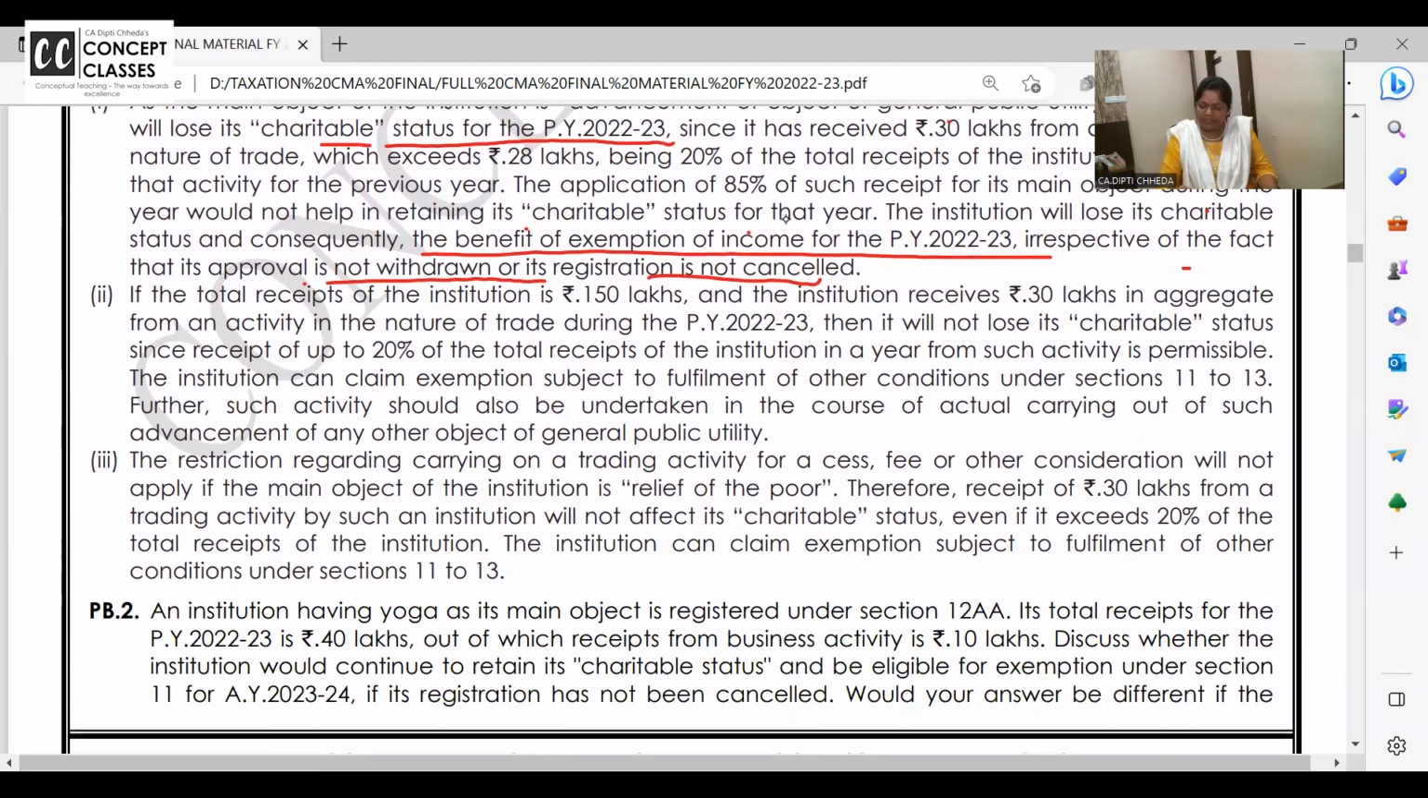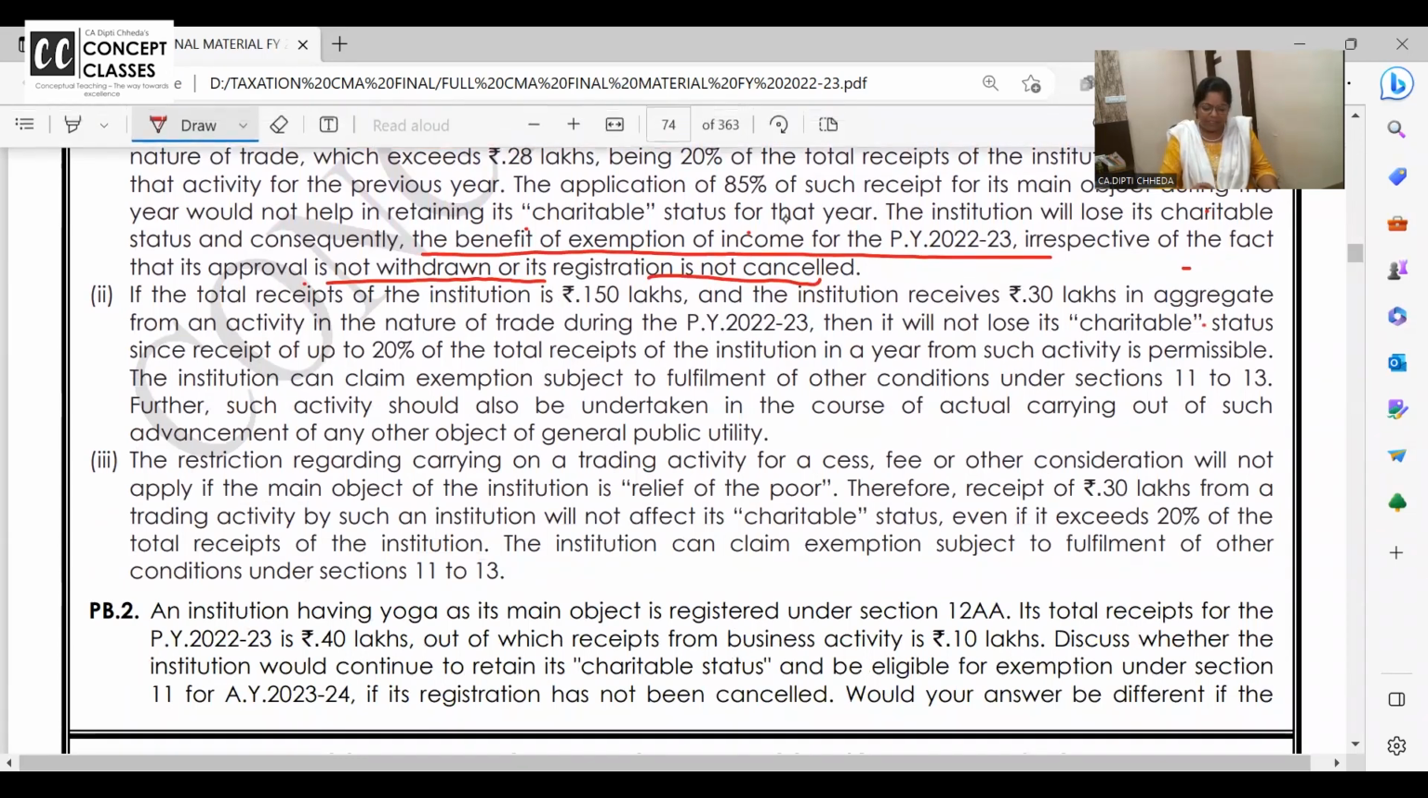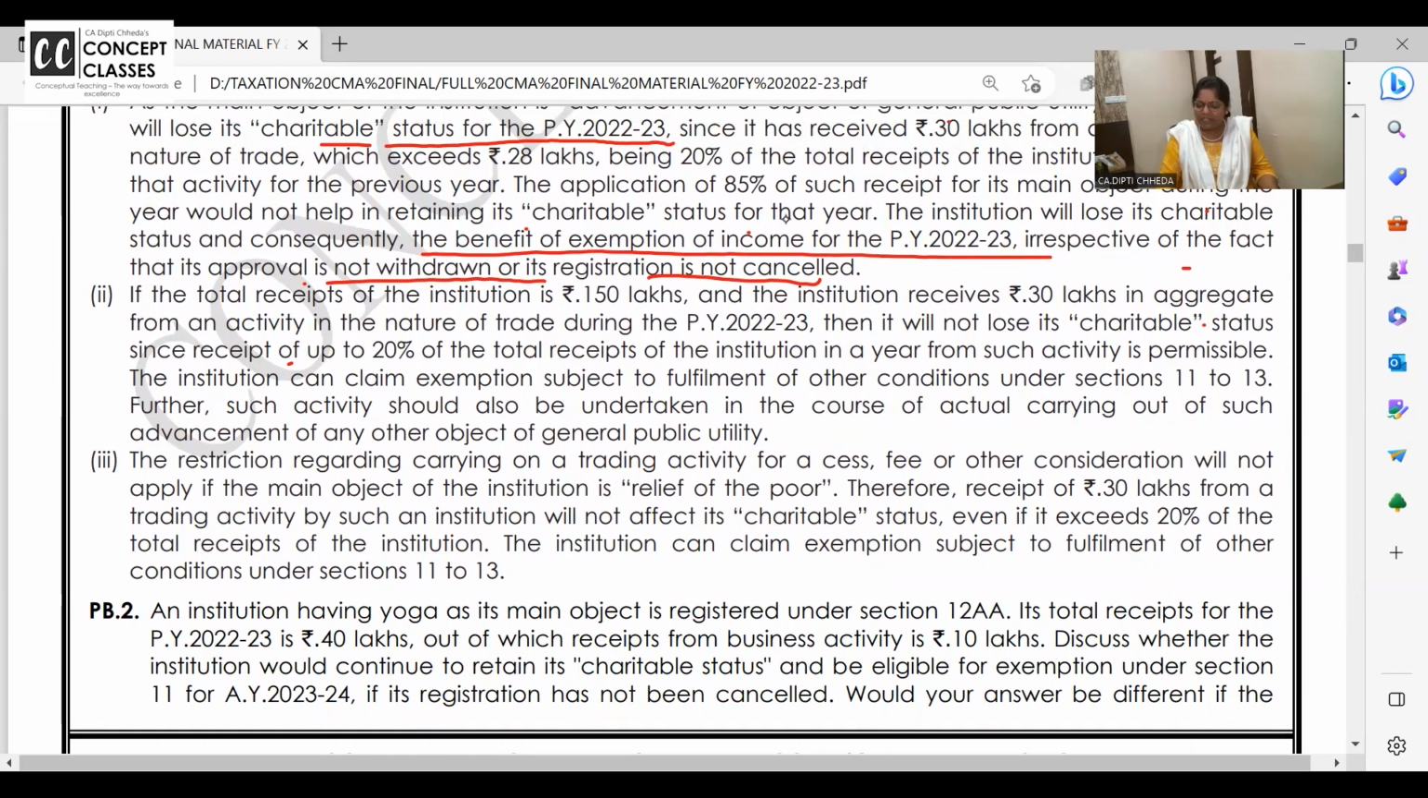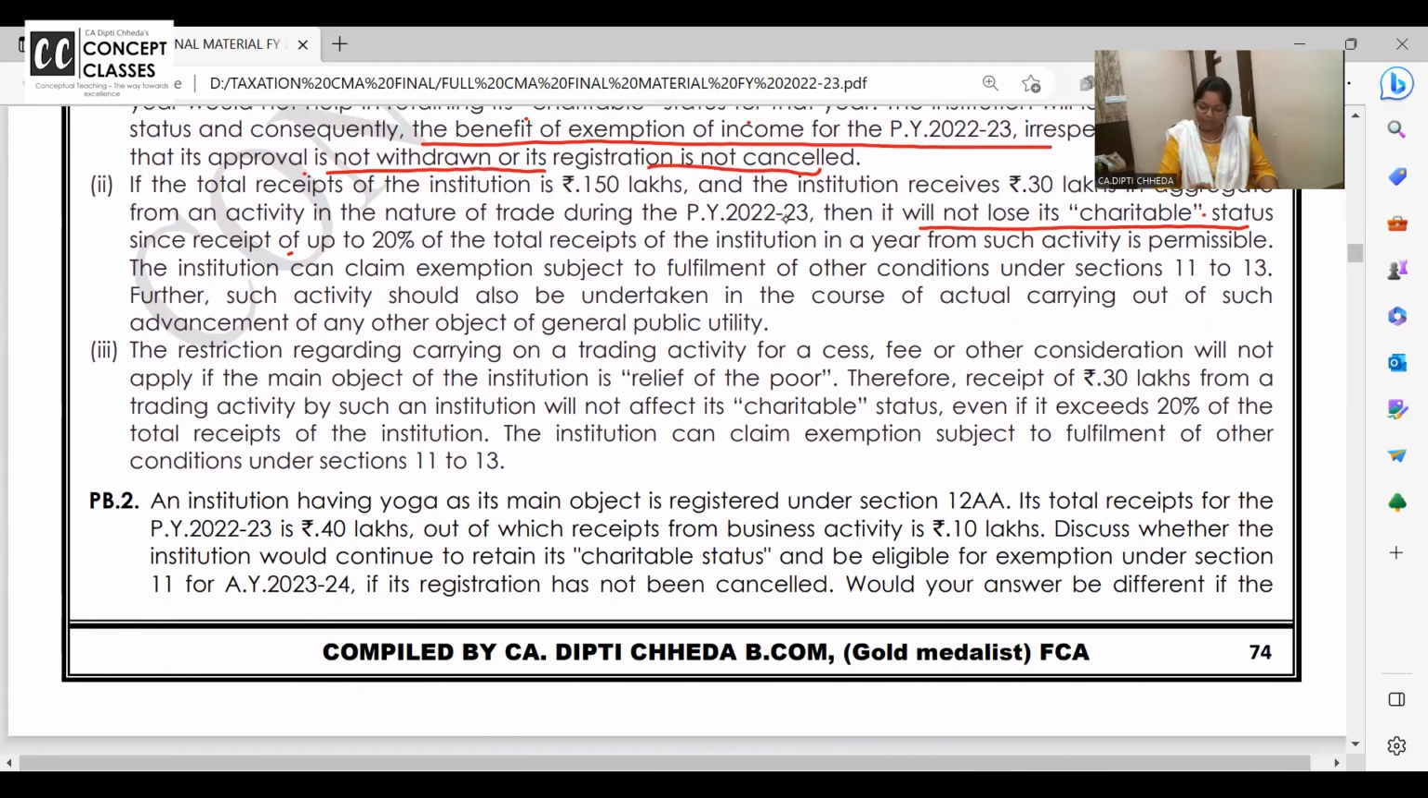If the total receipts are 150 lakhs and the institute receives 30 lakhs, and it is in the nature of trade, then it will not lose the charitable status. The institute can claim exemption subject to fulfillment of other conditions. Further, such activity should also be undertaken in the course of actual carrying out of such advancement. The restrictions regarding carrying on a trading activity for cess, fee or other consideration will not apply.